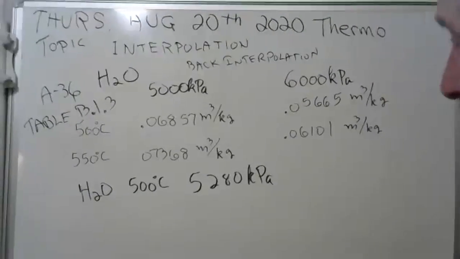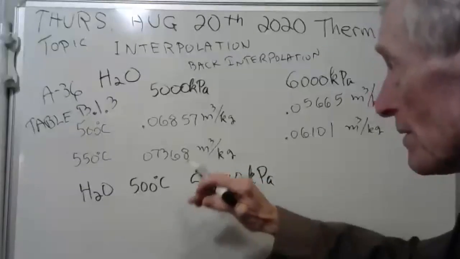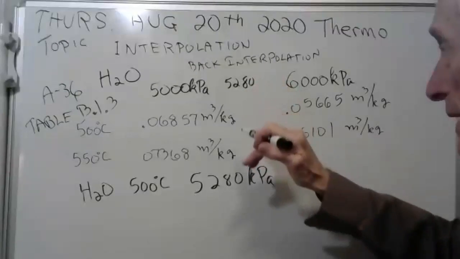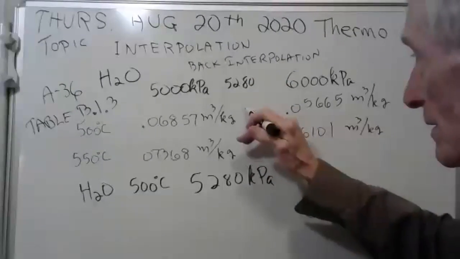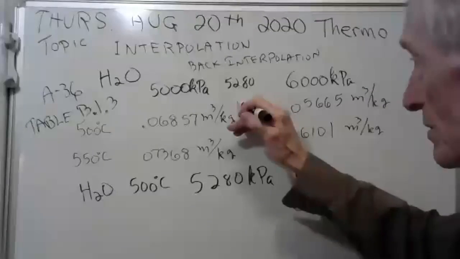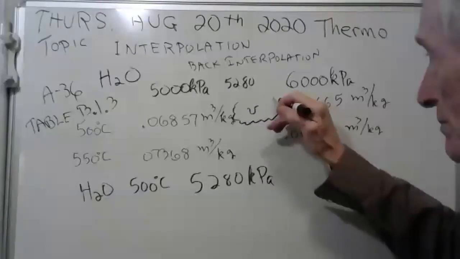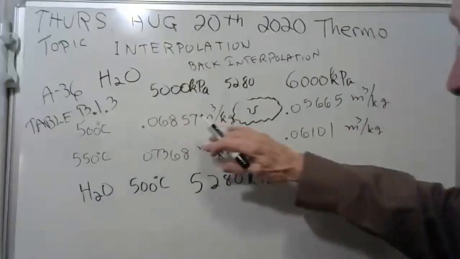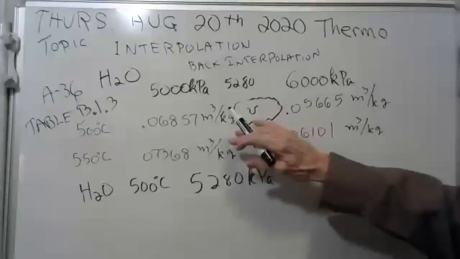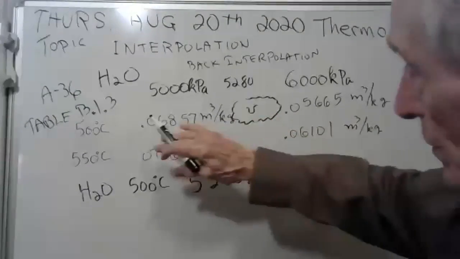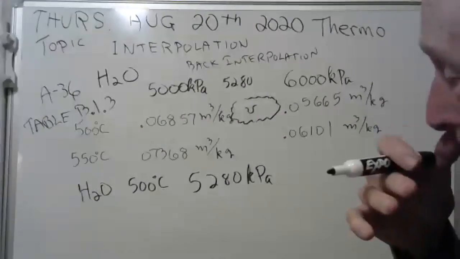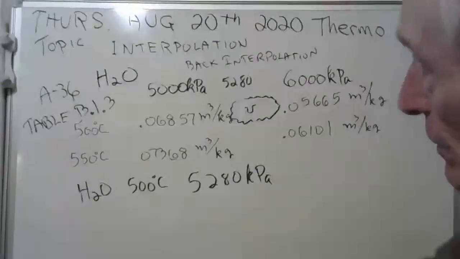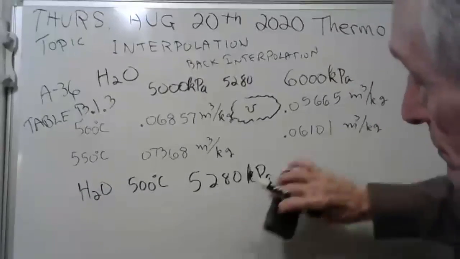So what do we do? Well, see, what we want is 5,280. They don't have it. And we're trying to find this mysterious specific volume. It's going to fit in between these two because it's 500. We've got to find what that specific volume is. We know it's going to be between these two numbers, don't we? We don't even need the 550 anymore.